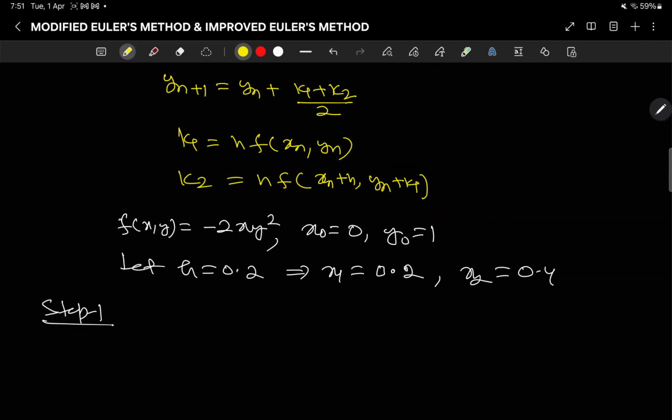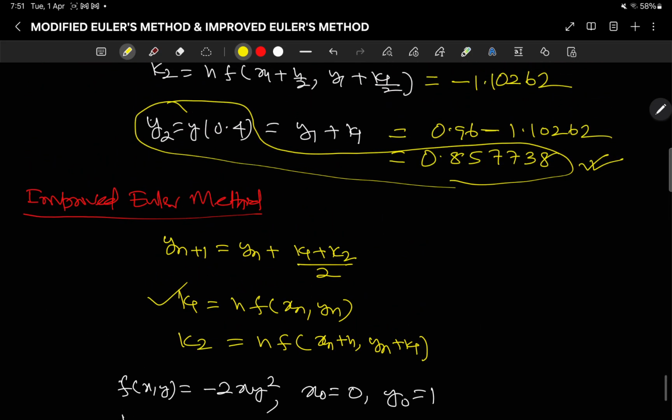Likewise, I have already taken that h is 0.2. So in my step 1, what is my k1 I find? My k1 is h f(x1, y1). I already got y1 here.